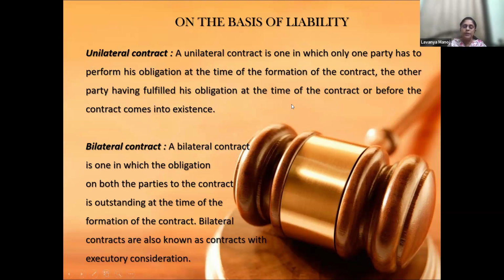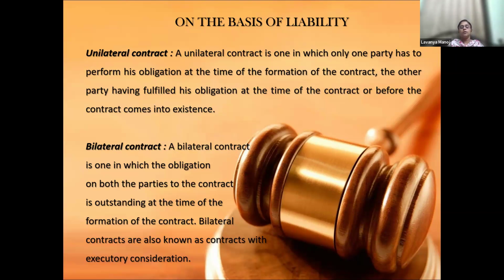So finally, on the basis of liability, unilateral contract and bilateral contract. Let's see first what is a unilateral contract. A unilateral contract is one in which only one party has to perform his obligation at the time of the formation of the contract, the other party having fulfilled his obligation at the time of the contract or before the contract comes into existence. So either one party has to perform the obligation in the initial stage itself. That is, the one party at the initial stage itself is agreeing to something and not only agreeing but actually performing the activity. Then the remaining things mentioned in the contract are performed on a later basis. In that case, it becomes a unilateral contract.